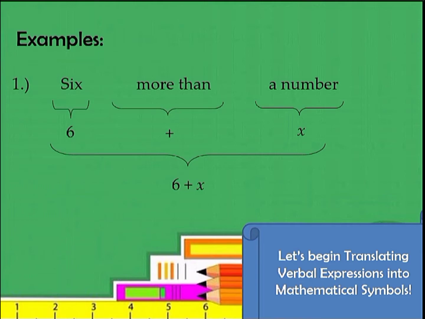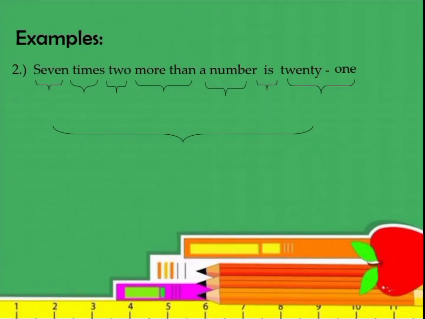For example, here 6 is a number 6. More than means plus sign. And a number means any letter or symbol. Then, we can come up to an answer which is 6 plus x. Is it clear, class? Okay, another example.